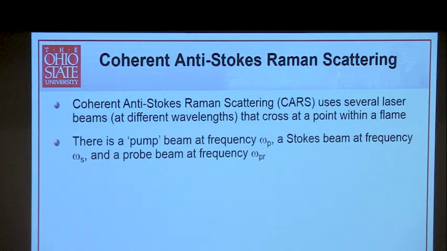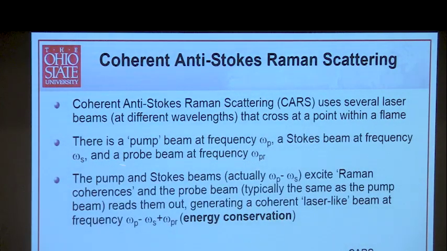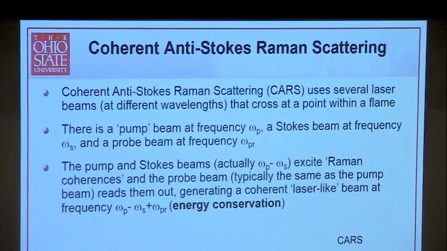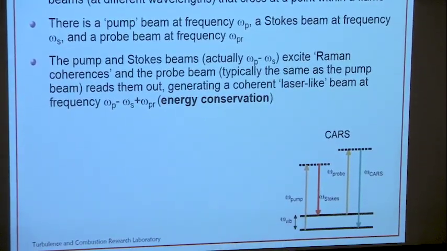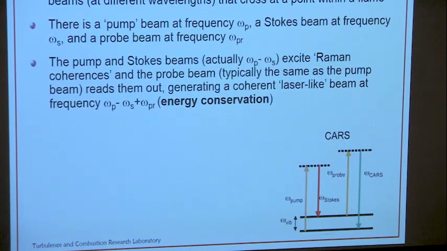Essentially 3 beams have to come in. There's a pump beam, a Stokes beam, and a probe beam, okay? And I've given them all different omega, okay? The pump and Stokes beam, what matters is that energy difference, right? Because a frequency is an energy, okay? And so the pump and Stokes beam excite a Raman coherence, okay? That's just another way of saying it excites a certain allowed transition. And then the probe beam, which can be a 3rd wavelength, but is typically the same as the pump beam, quote unquote, reads them out.